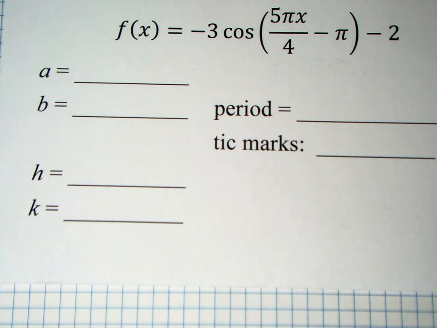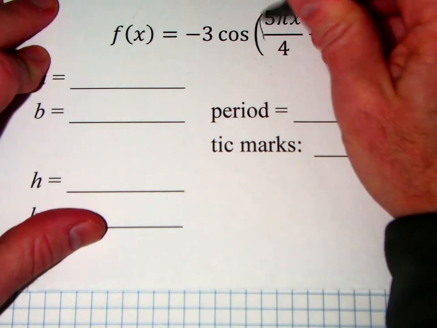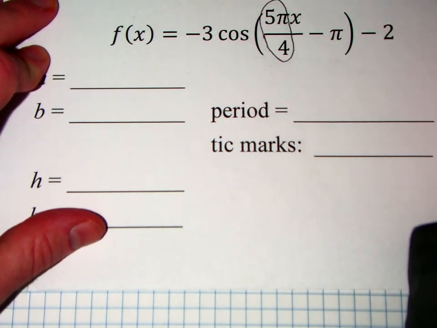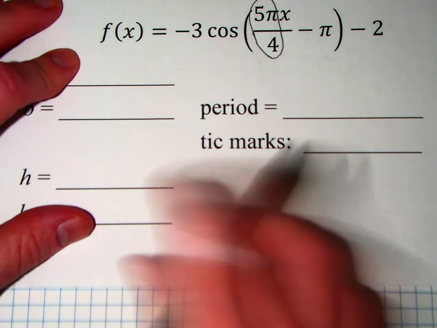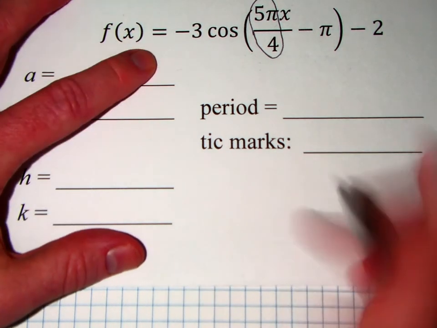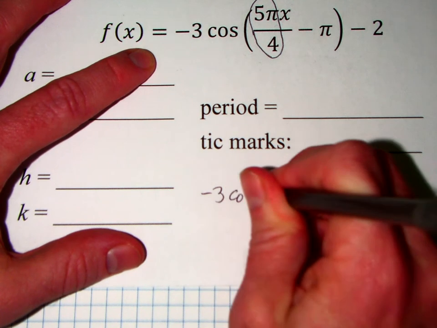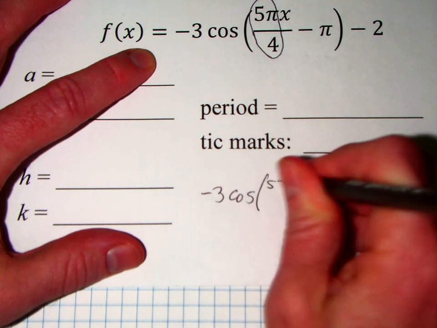So hopefully by now you have at least factored that out. If you got stuck with the factoring part of it, let's take a look at that real fast. So this is still the b value. So my 5 pi over 4 is still my b value. Okay? So I'm going to do this kind of down below the tick marks here just so I can have some more space. So it's going to be -3 cosine, big parentheses, 5 pi over 4, parentheses, x.